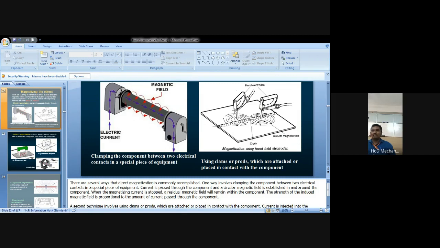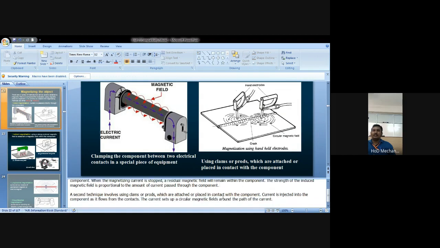It is known as electromagnetic induction. The strength of the induced magnetic field is proportional to the amount of current which passes through the testing component. That is one of the techniques for making a magnetic field in the testing specimen. The second technique involves using a clamp or probe which can be placed on the contact of the specimen you have to test.